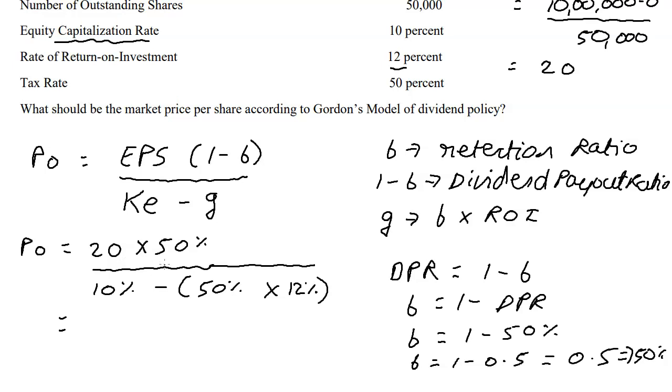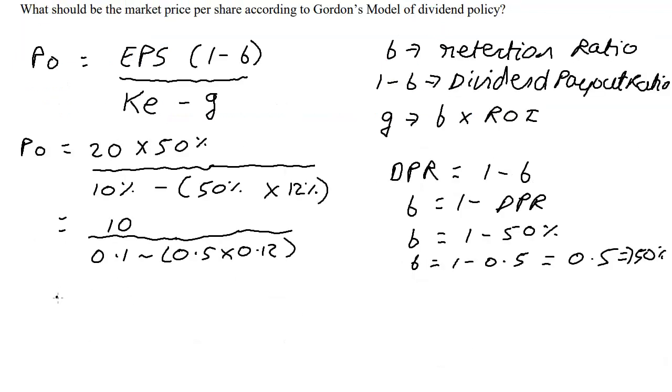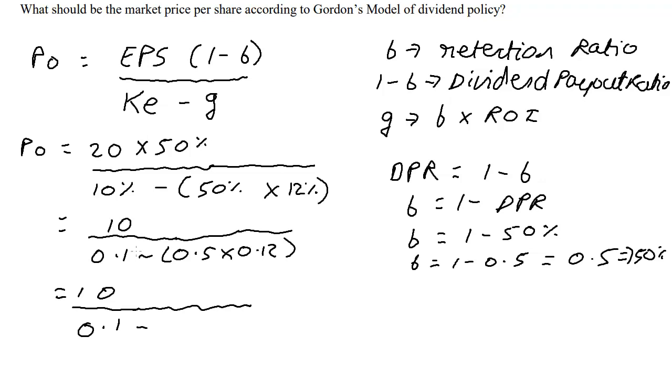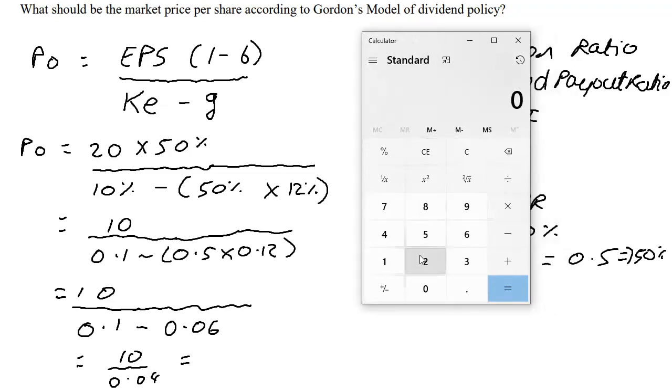So it's going to be 20 into 50% gives you 10. In the denominator, I'm converting everything into decimal first. So 0.1 minus 0.5 into 0.12, and 0.5 into 0.12 is 0.06. So that is going to be 10 upon 0.04, which gives us 250.